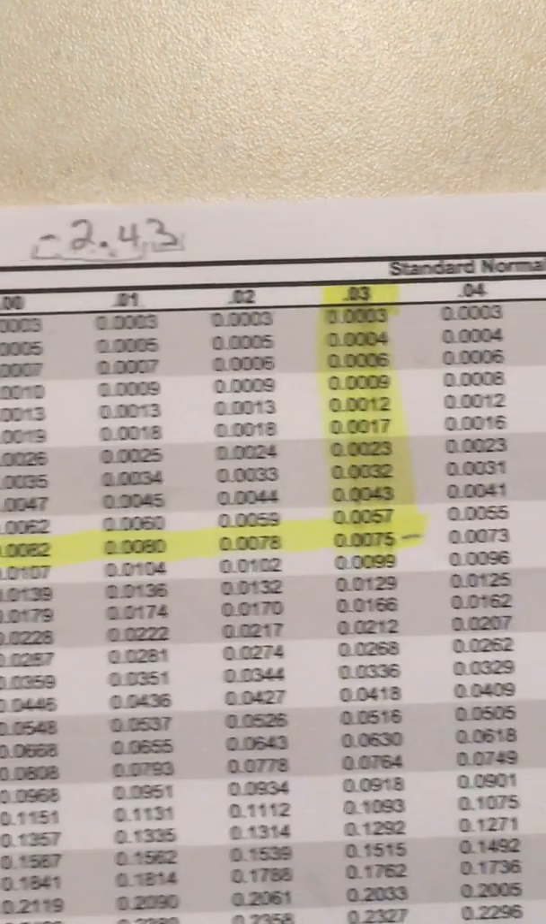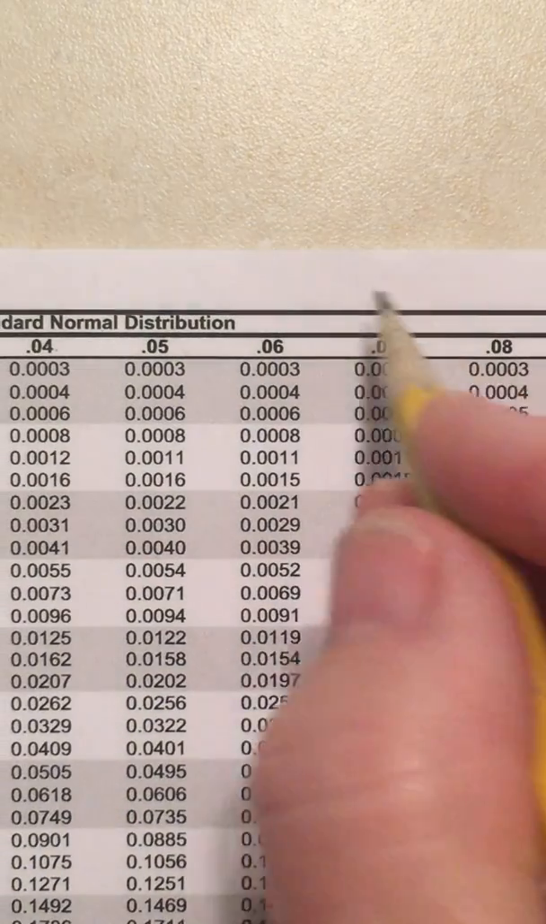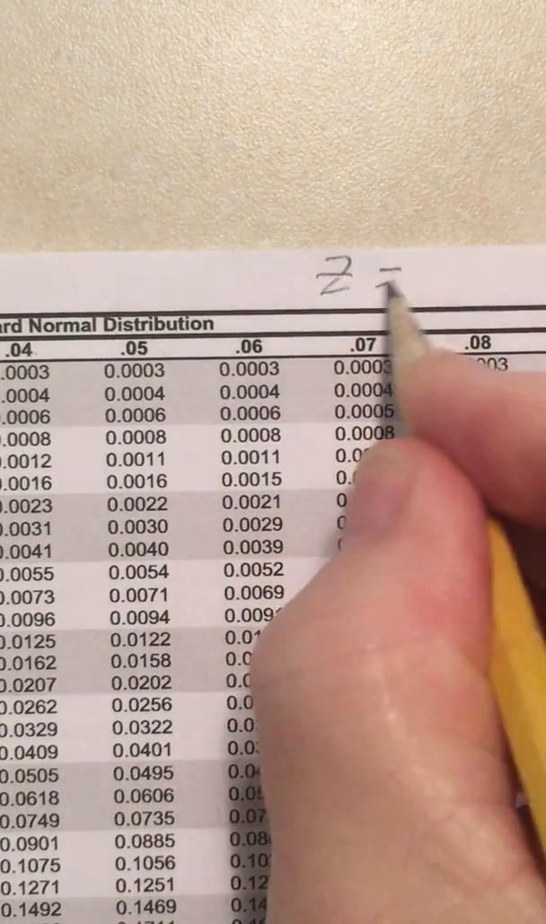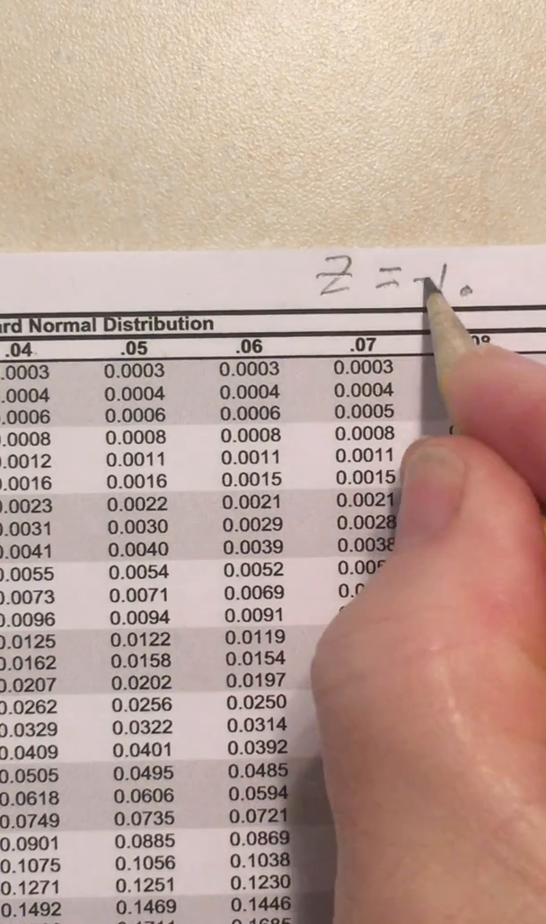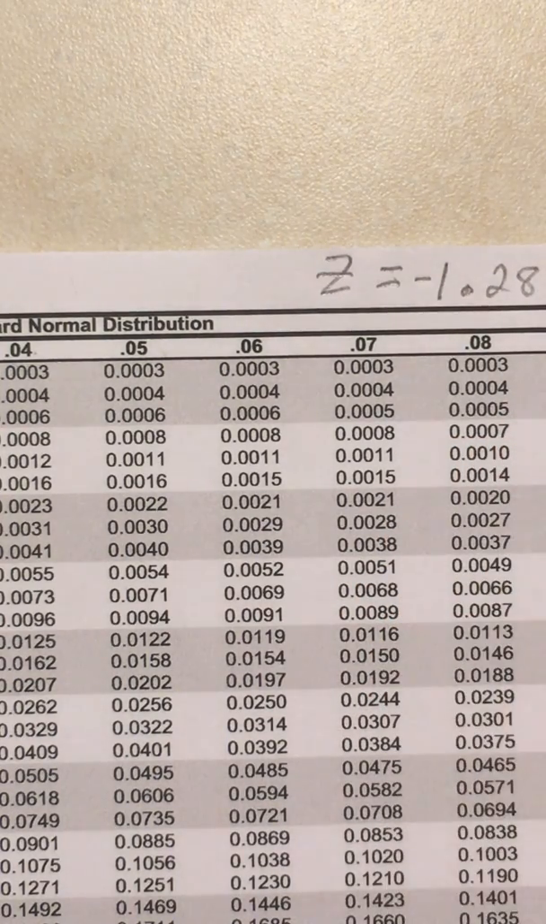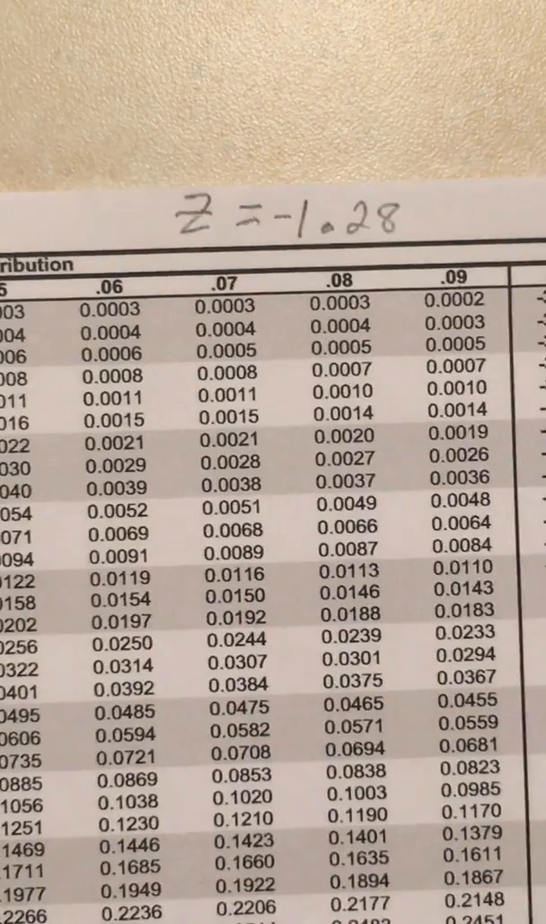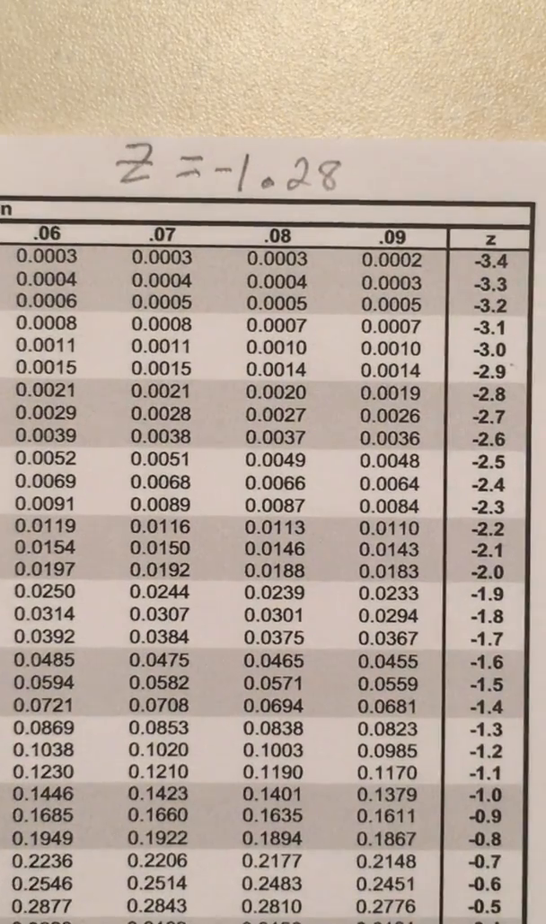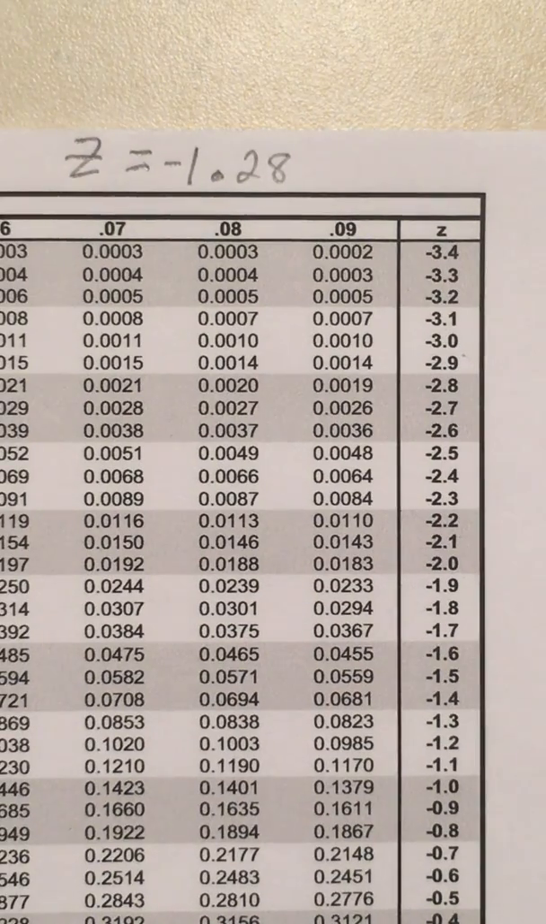All right, let's try that again. Suppose our z-score is now z equal to negative 1.28. See if you can find that table value, and then we'll check to see if we got it correct. You can pause the video if you like. Pause it now.